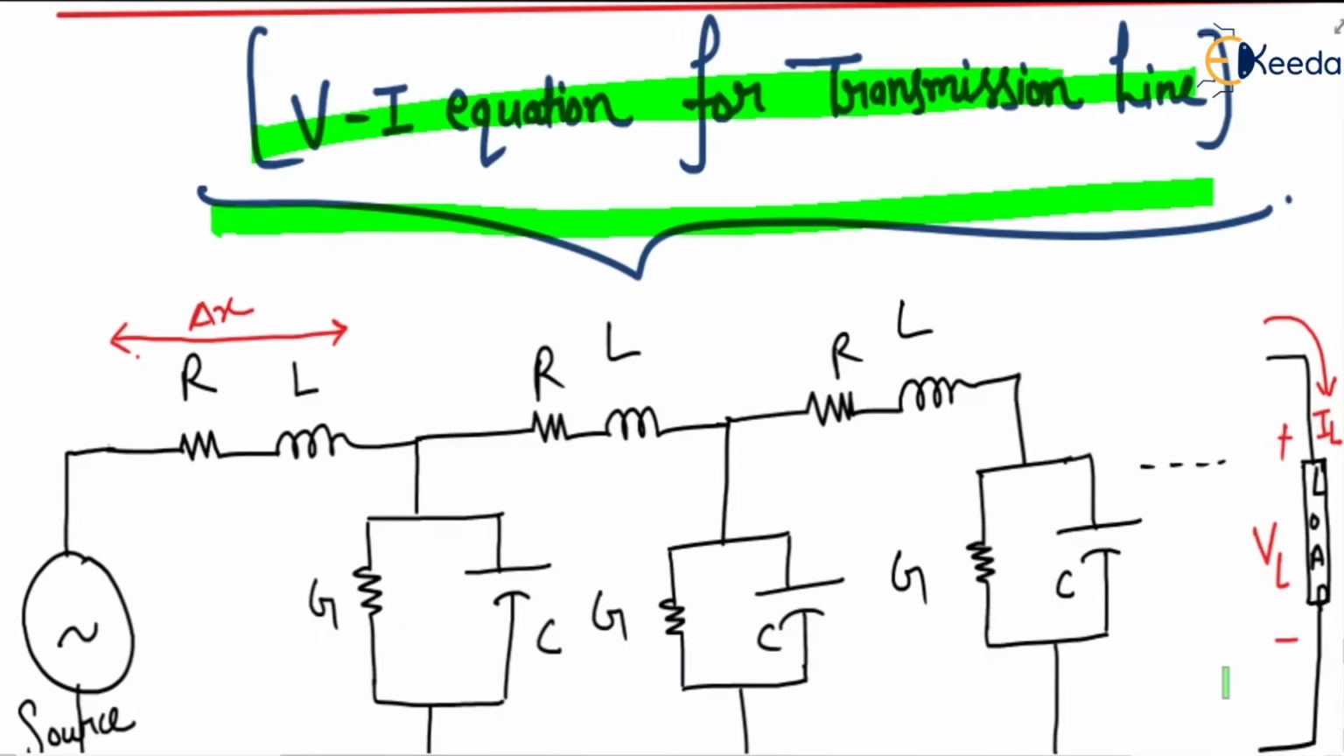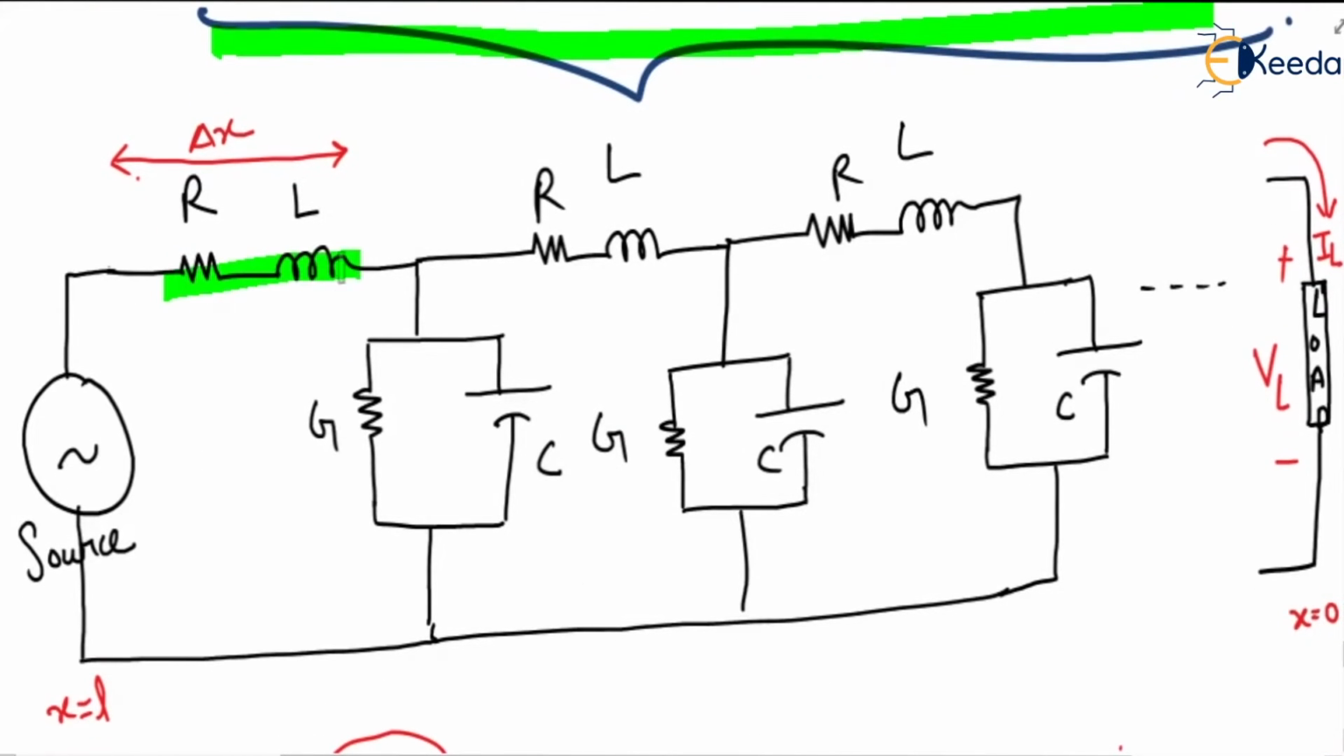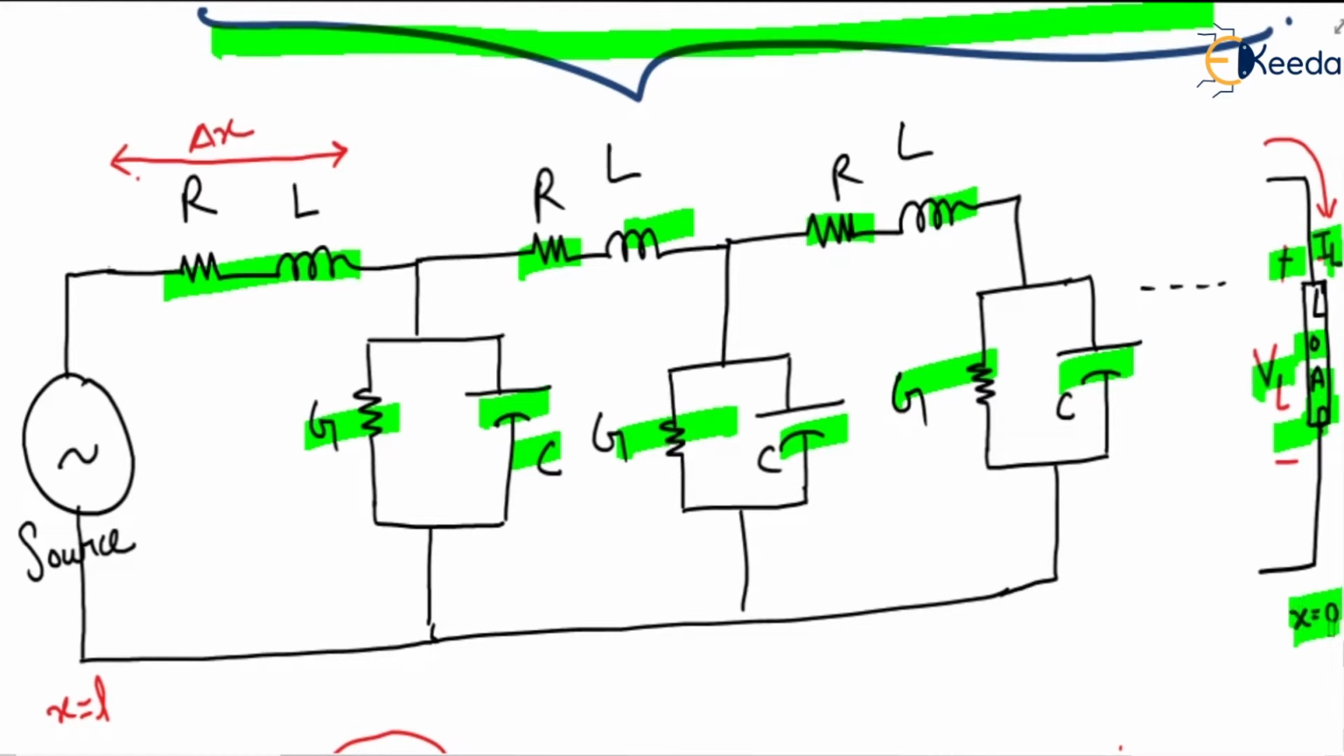So this is the circuit for the transmission line in which R and L are in series and G and C are in parallel. Finally, the load is connected here, and the load voltage is VL and the load current is IL. The load is taken at x is equal to 0 and the source is taken at x is equal to L. It means the length is measured from the load.